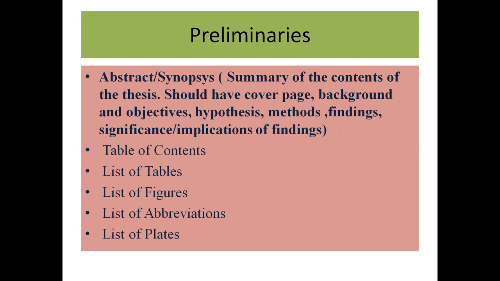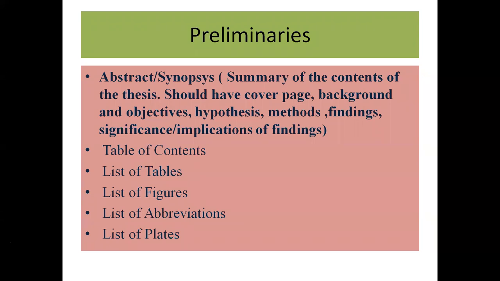Then comes the table of contents. For example, one, introduction. Introduction has several facets, such as statement of the problem, significance of important terms, something like that. So one, then introduction 1.1, that means the first segment of chapter one. I'm repeating: one, introduction; 1.1, introduction of the introductory chapter; 1.2, statement of the problem; 1.3, scope and coverage of the issues, like this.